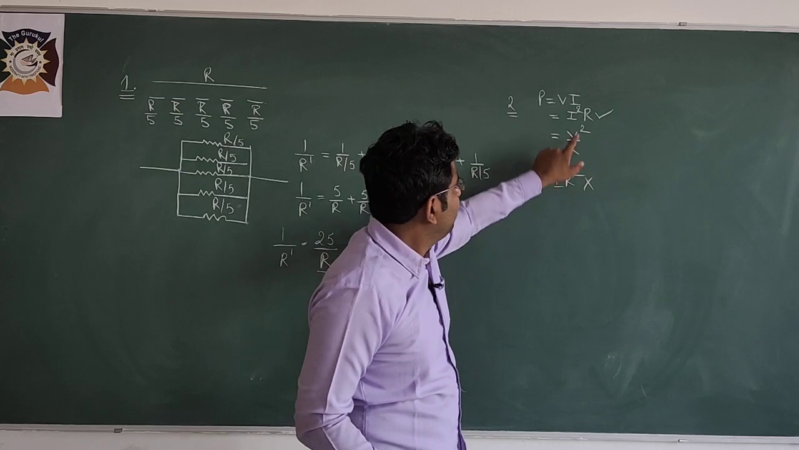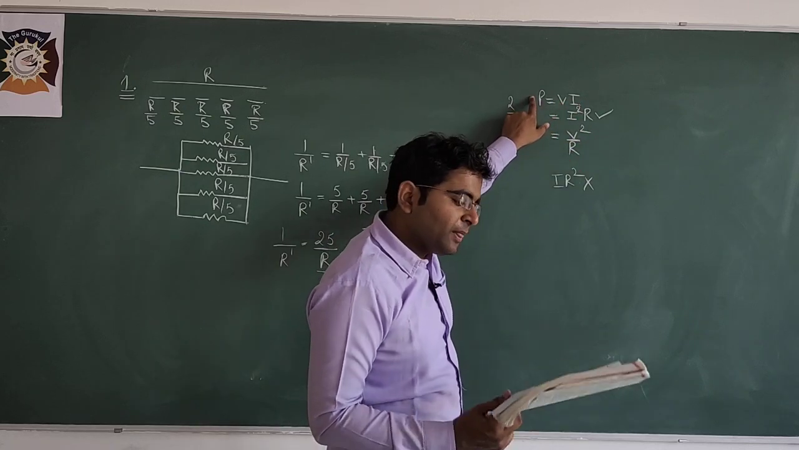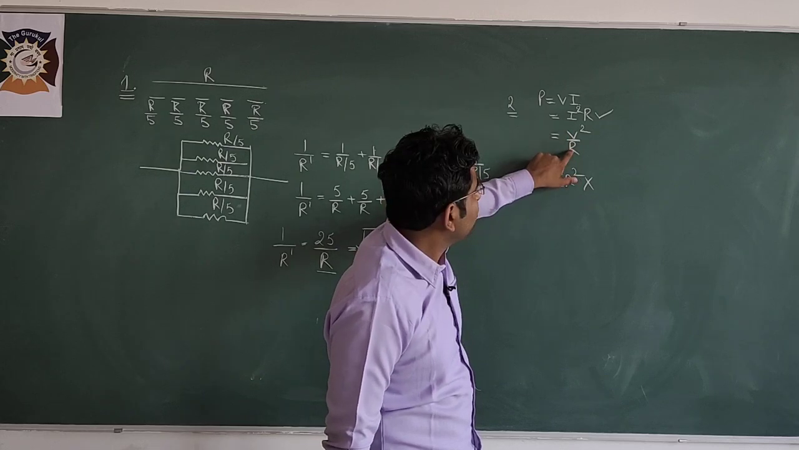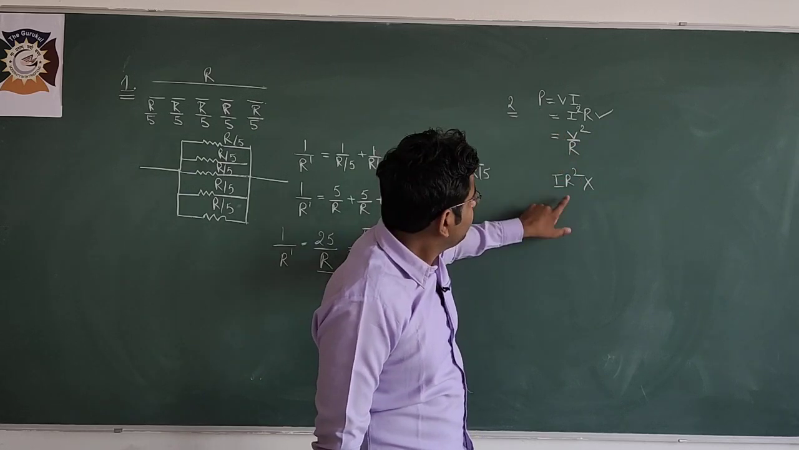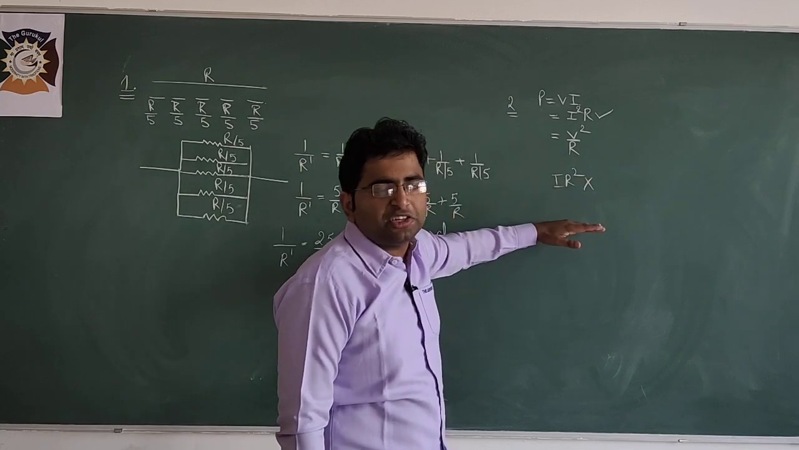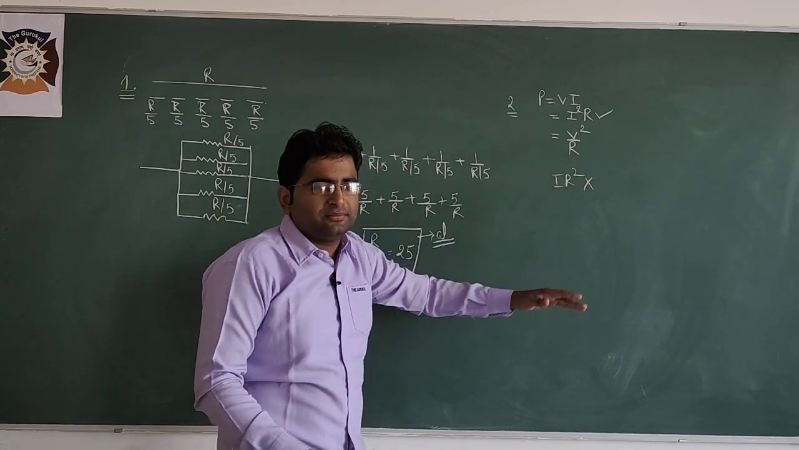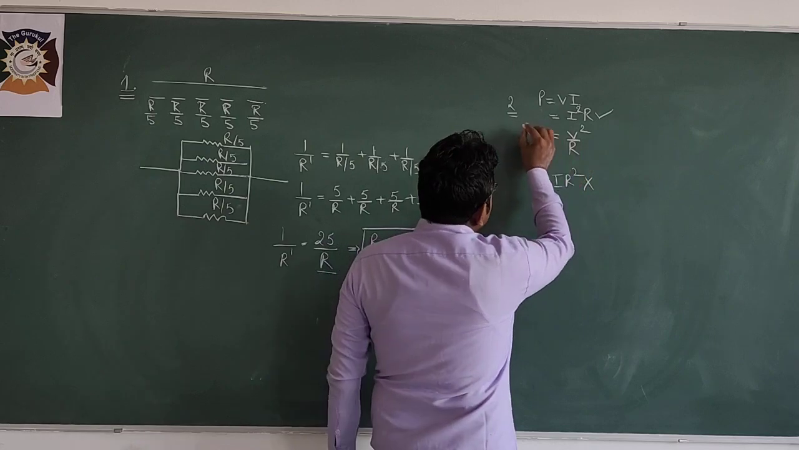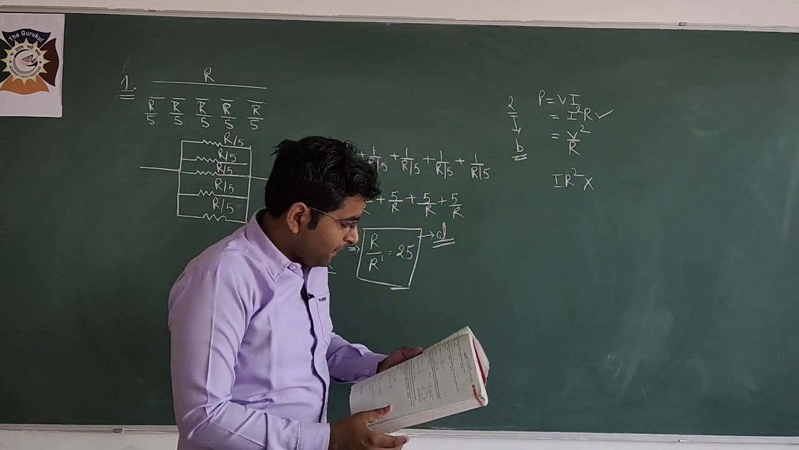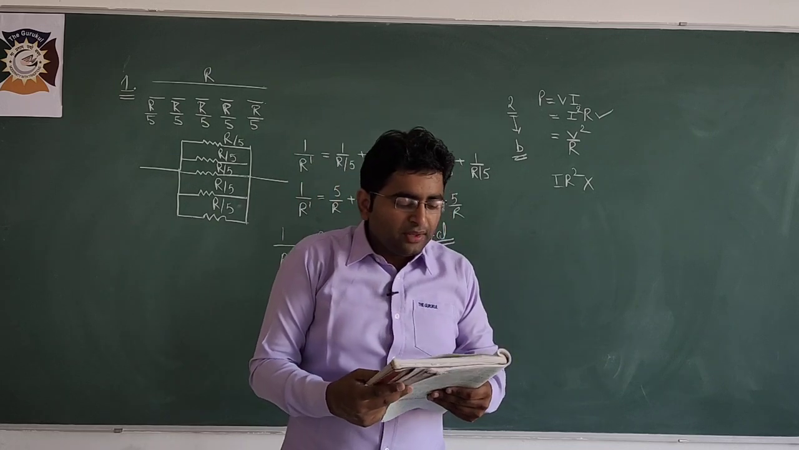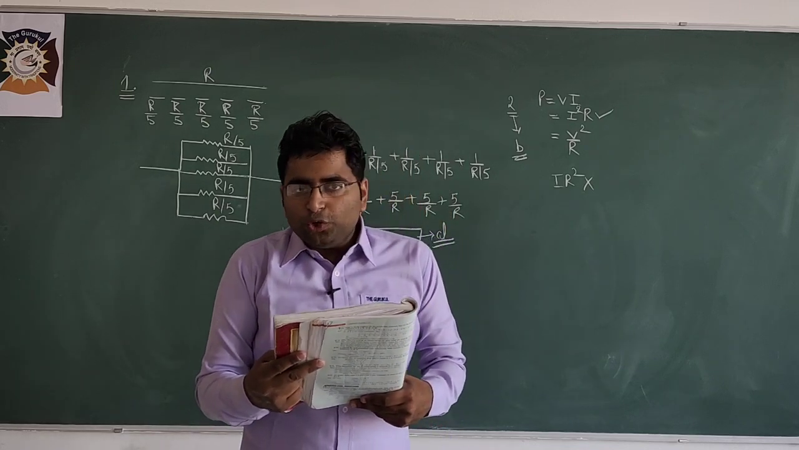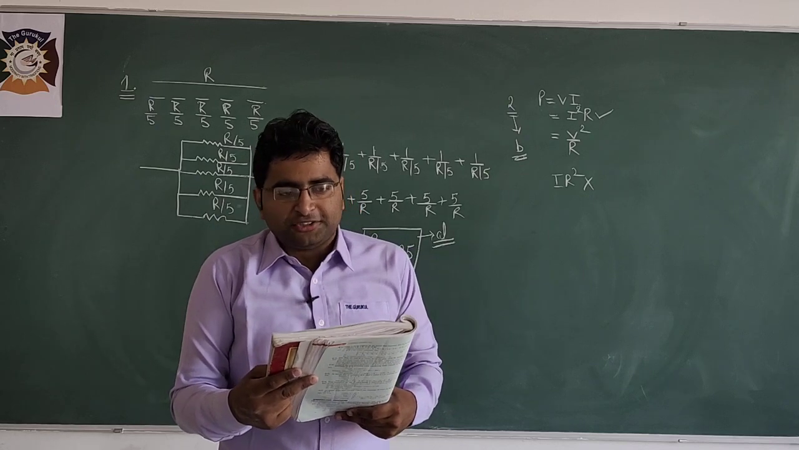C, VI. VI represent power. D, V square upon R. V square upon R, it is also representing power. So option B, that is I R square, it does not represent electric power. Clear? So answer is B.